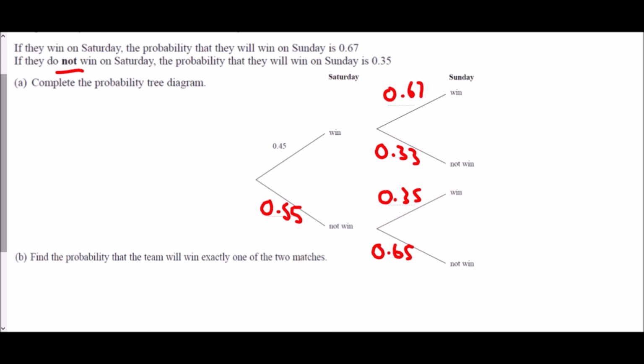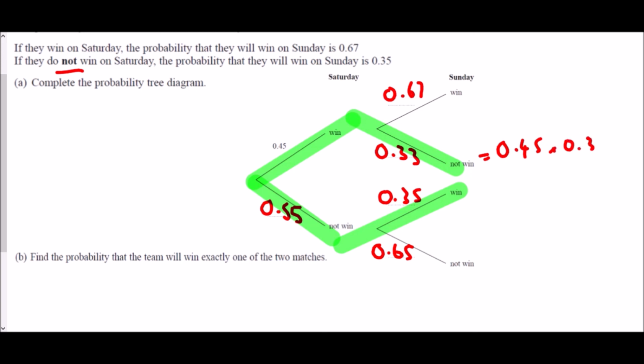Now it says, as our question, find the probability that the team will win exactly one of the two matches. So if they are going to win exactly one, where would that be? Well, it would mean they won the first game but lost the second, or they lost the first game and won the second in order to win exactly one. And therefore, the probability that they win and then don't win will be 0.45 times 0.33, and the probability that they do not win and then win will be 0.55 times 0.35, and so all we need to do is add together those two results.